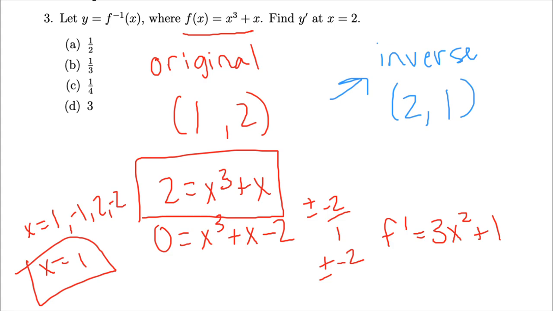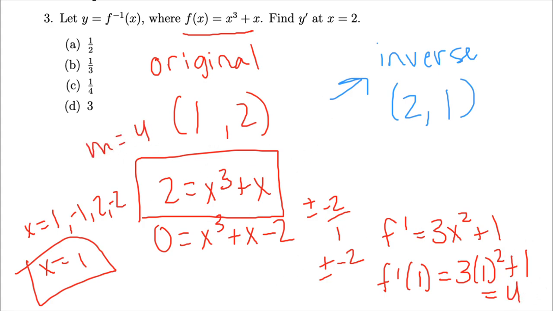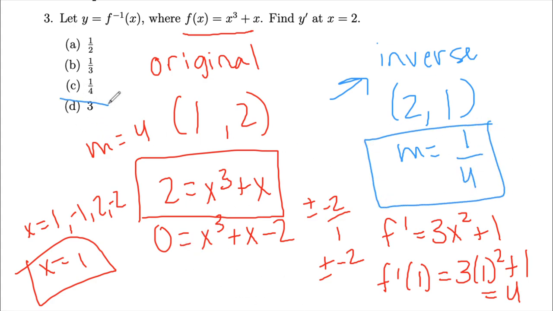So now, again, we have an input value of 1. So f prime of 1 is equal to 3 times 1 squared plus 1, which is just equal to 4. So we know that the slope at our original point would be 4. However, we are actually looking for the slope of our inverse function when our input value is 2. So again, we know that it's going to be the reciprocal of 4, so it is going to be 1 over 4, which is answer choice C.